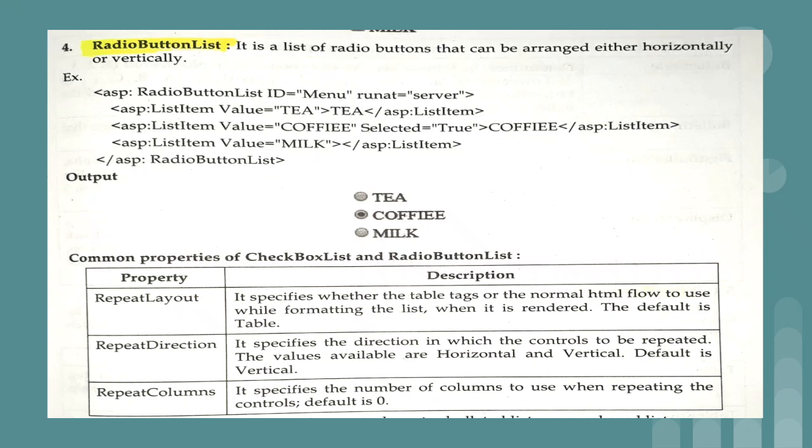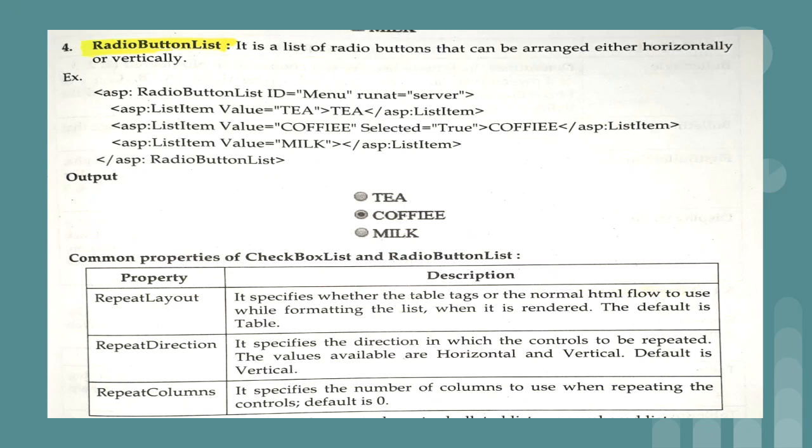So to create the radio button list, we have the tag asp:RadioButtonList, then ID and runat server. These are the two common properties of any ASP.NET server control. Whenever we take any control from the toolbox, these properties are already present. We are just changing the name of the ID property, and runat equal to server we keep the same. Again, to add the items inside the radio button list, we have the ListItem tag, which is actually a collection class.